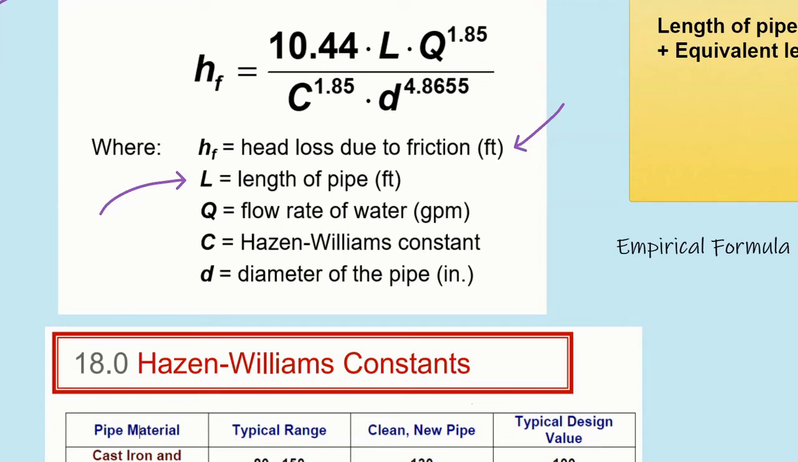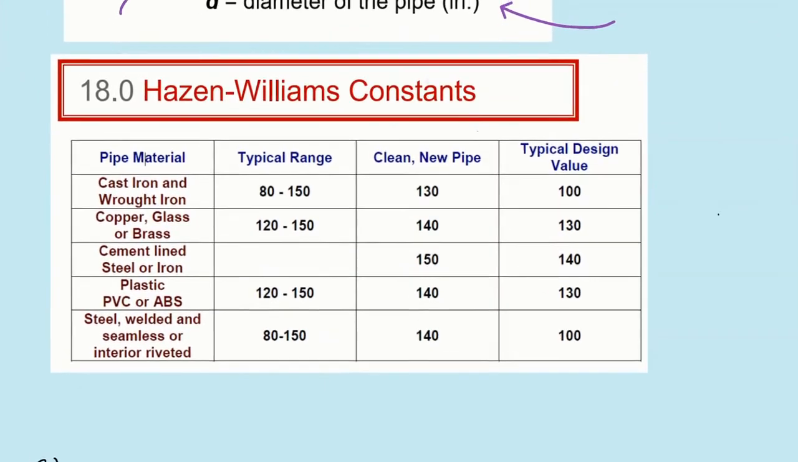You also need to know your flow rate of your water in gallons per minute. And then you need to understand the Hazen-Williams constant, and it's a table. We'll talk about that next. And then the diameter of the pipe used in your system, and this is in inches. We're not going to have a unit on the Hazen-Williams constant because it's just a number to make this formula work.